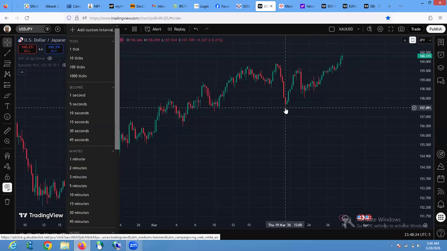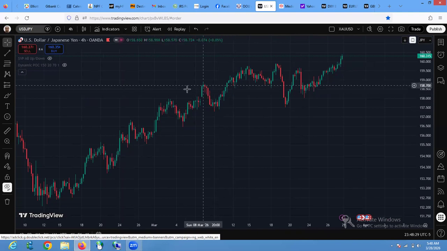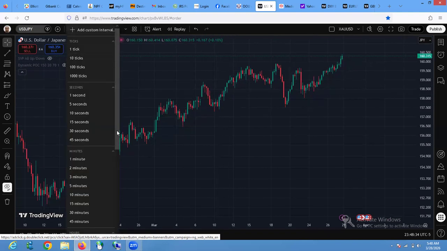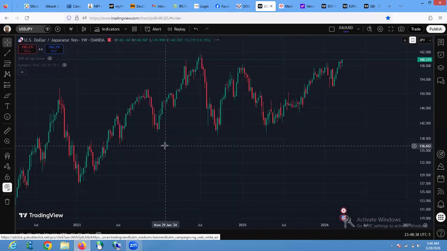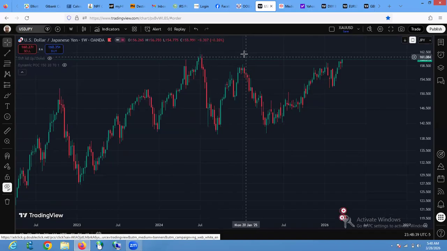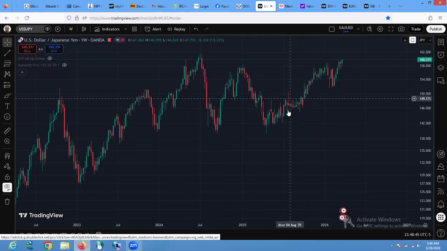Now, where do we expect to get a reaction? So far, let's see. So far, we may be getting a reaction. Let's go to the daily time frame, or the weekly time frame. On the weekly time frame, we may be getting a reaction here to complete wave 3. This is on this bigger move here.